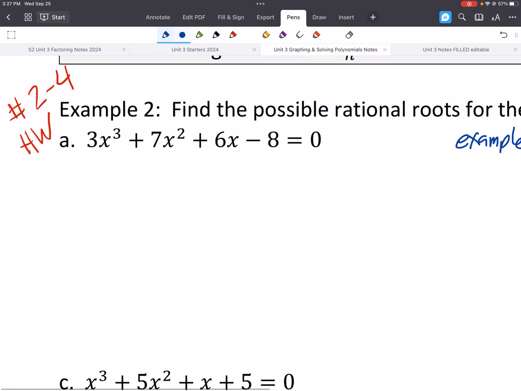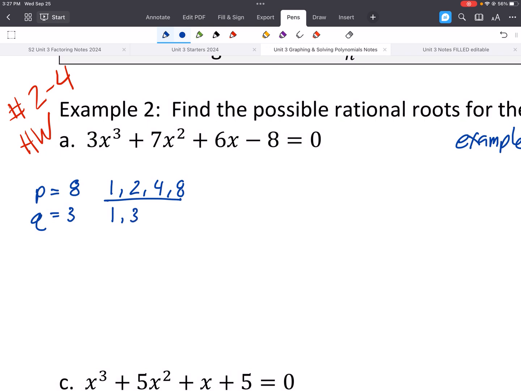So here we go. We've got our p. Our p is 8. Again, we don't care about the sign. We're doing plus and minus anyways. And our q would be 3. So we'll write down the factors of 8, which would be 1, 2, 4, and 8, all the things that can go into it. And then we have 1 and 3.